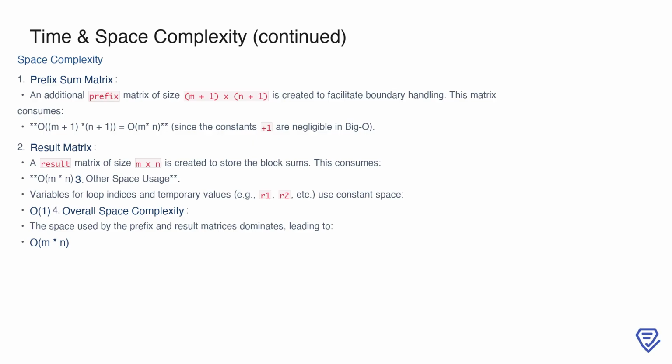Additionally, we allocate a result matrix of size m by n to store the block sums. This also contributes m*n to the space complexity. Apart from these matrices, the solution uses only a constant amount of space for variables like loop indices and temporary values, which is O(1). Since the prefix sum matrix and result matrix dominate the space usage, the overall space complexity of the solution is O(m*n).